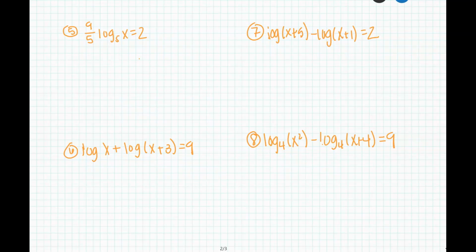And so what I want to do is I want to first get rid of this multiplication by 9/5. And so I am going to divide both sides by 9/5.